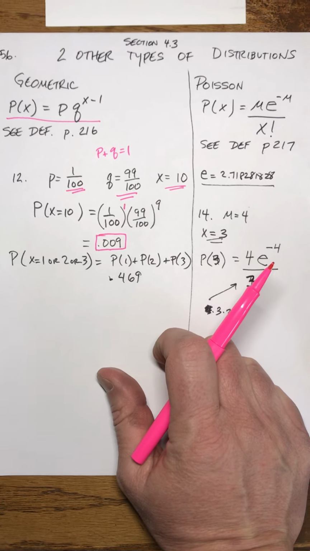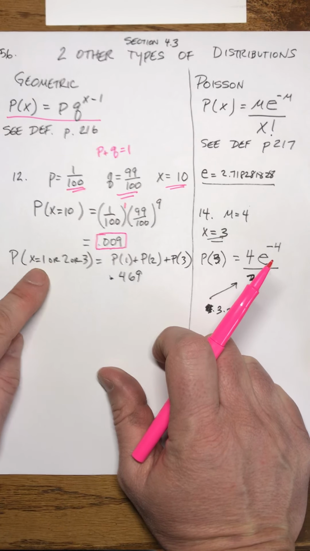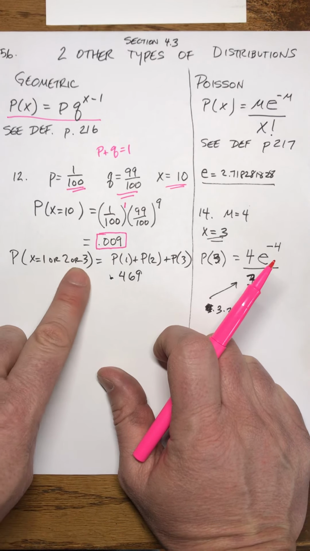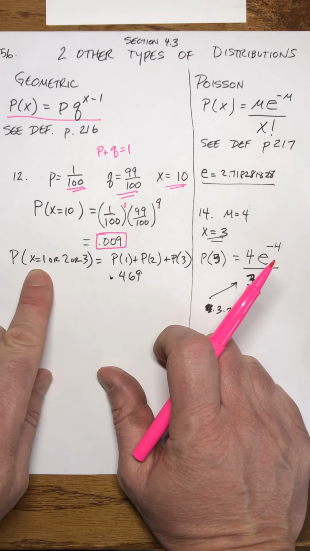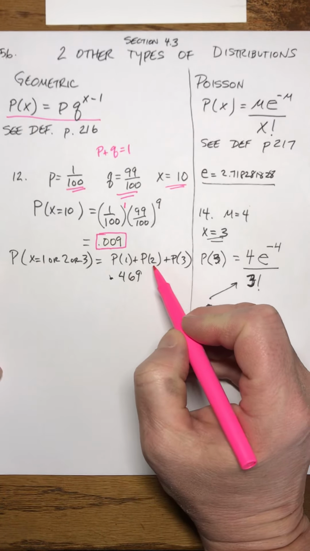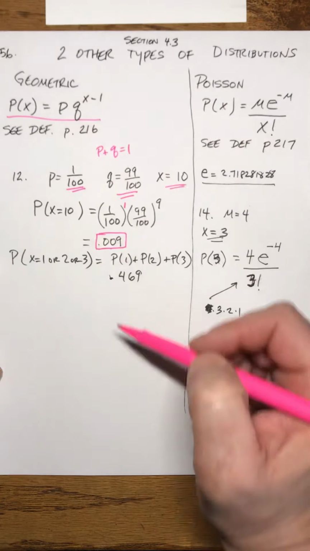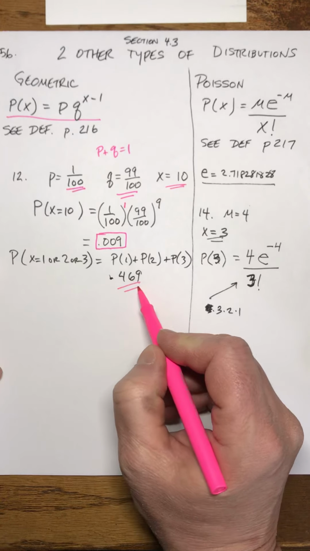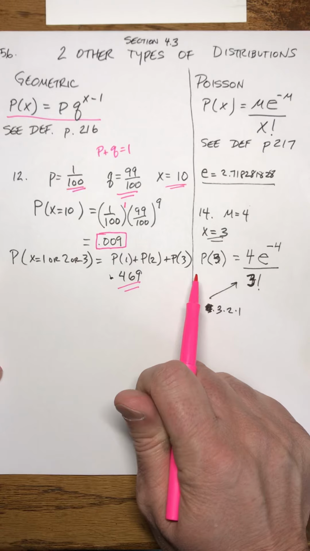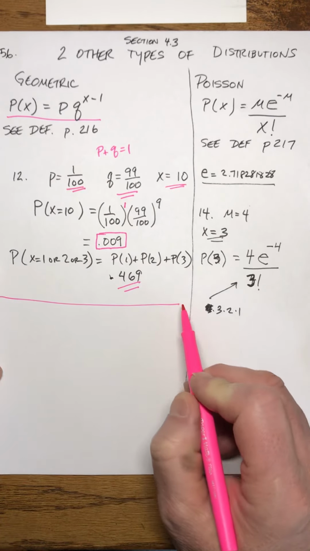Part B to the question says, what's the probability that you get one of these bad auto parts on the 1st, 2nd, or 3rd tries? And remember that OR implies addition, so we want the probability of 1 plus probability of 2 plus probability of 3. We would do this formula 3 times over and over again, and we get about 47% chance that one of the first 3 is going to have that bad auto part. That's what a geometric distribution looks like.